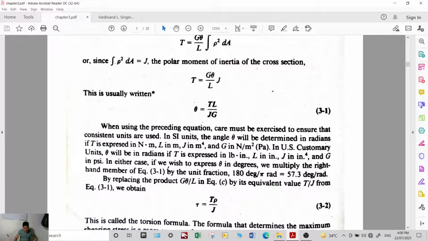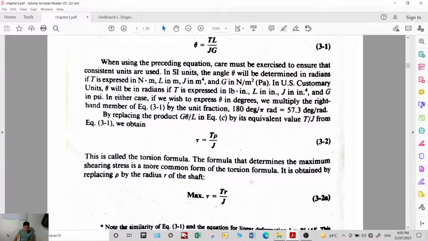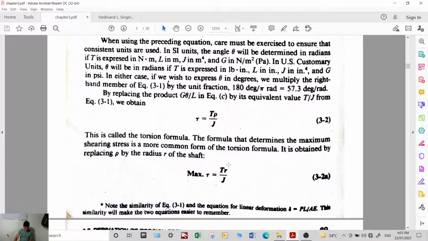Okay? Tau over rho. So mahimong we obtain the equation for the shearing stress, which is torque times rho over J. Okay, this is now the final equation for the torsional formula or torsional stress. Torque multiplied by the radius over J. Now, if you are interested, usually we are interested in the maximum shearing stress. So, maunang torque times R over J, where R is the radius. Okay?